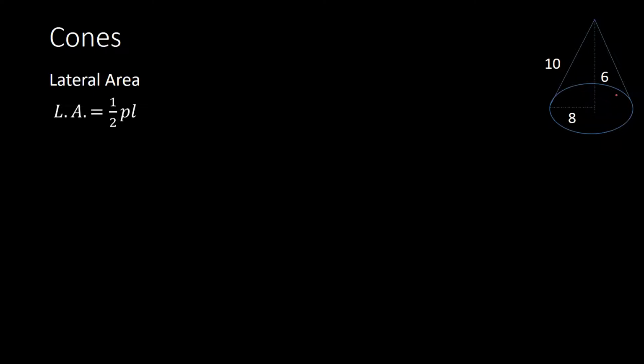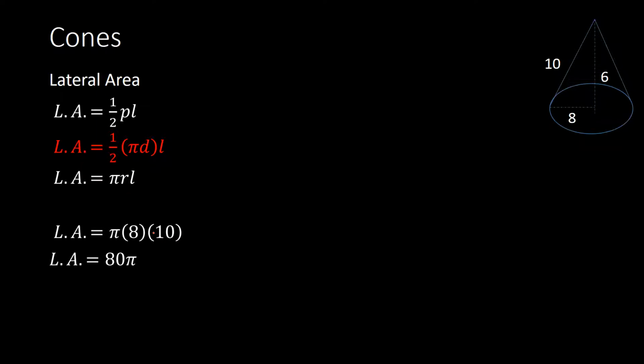So the perimeter of the base we can replace with your circumference formula, which would be pi times diameter. And if we wanted, because 1/2 of the diameter is the radius, we could think of this as radius times pi times slant height, or pi times radius times slant height. And then using this picture, we have 8 for the radius, slant height is 10, so you plug those numbers in, you get 80 times pi.